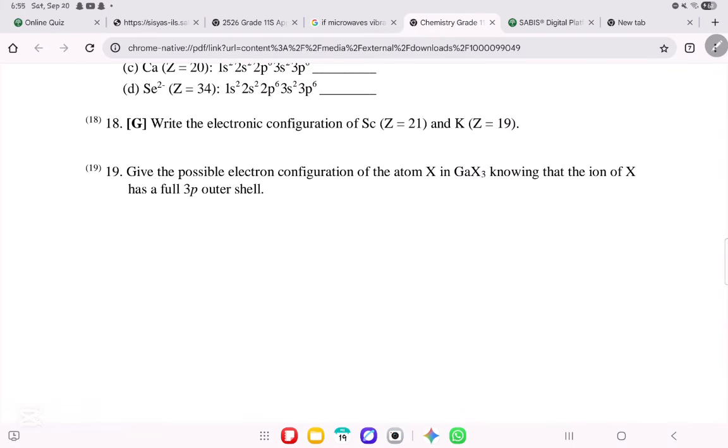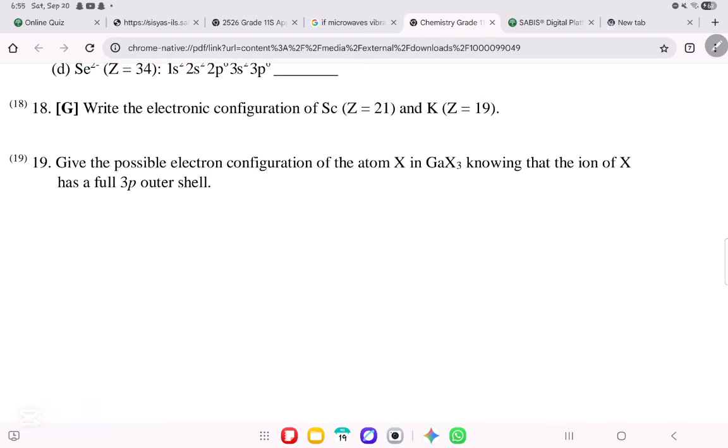What did they say? They said give the possible electronic configuration of the atom X in GaX3, knowing that the ion of X has a full 3p outer shell. So what does it mean? Ga is 3 plus, X is what? X is 3 minus. Or no, my bad. X is minus. If X has -1 as a charge, that means it is a halogen, and it is in the 7th group, which starts with fluorine and ends with tennessine.